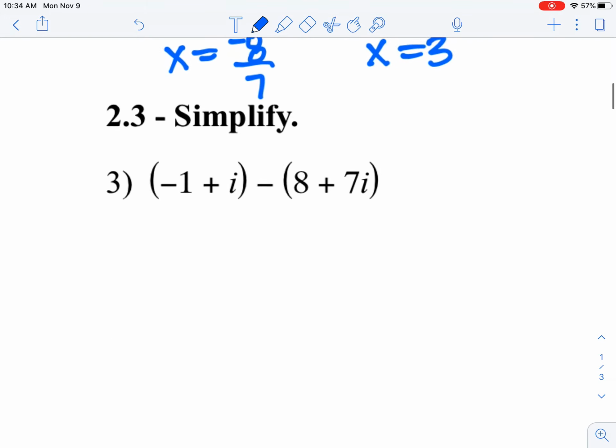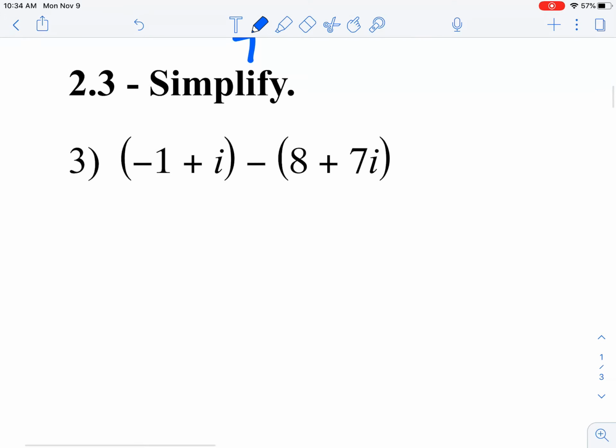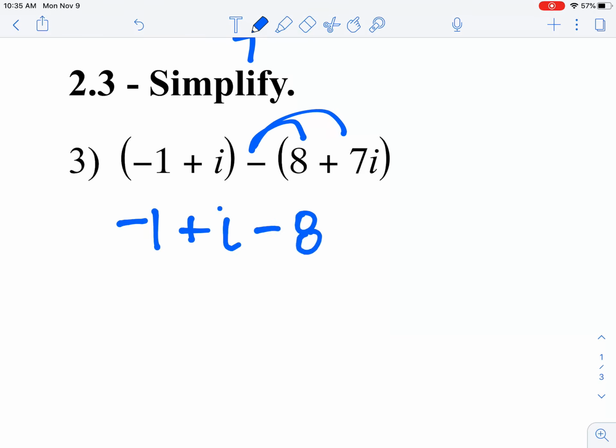Okay, now if I say simplify, these are complex numbers. In this case, I'm subtracting my complex numbers, so I need to distribute that negative to get negative 1 plus i minus 8 minus 7i. Now I have negative 1 and negative 8 is negative 9. Positive 1 and negative 7 is negative 6i.